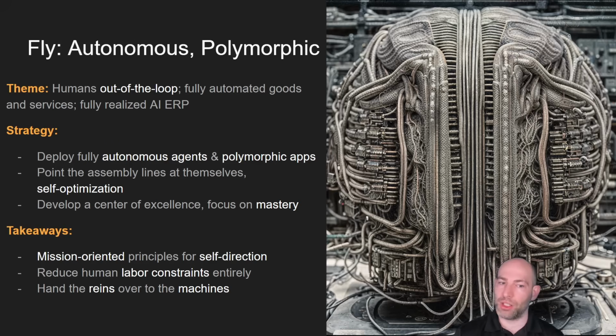Now, we will need to renegotiate the social contract between businesses, people, and government, but that's a topic for another video. What I'm talking about here is how do we get businesses to the point where they are making the most possible use of artificial intelligence, and that is removing human bottlenecks as much as possible with principle-driven, mission-oriented, and self-directed polymorphic applications and autonomous agents. So that is the gold standard.